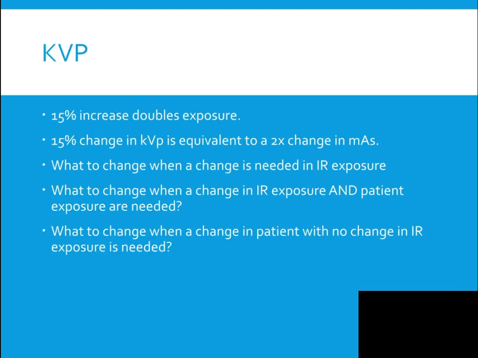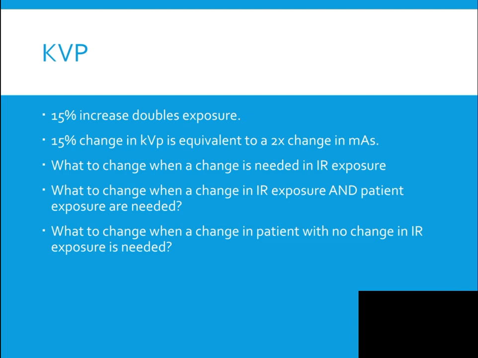So with kVp, we can affect differential absorption, and in that affecting of differential absorption, we can affect exposure. So with a 15% increase in kVp, we double the exposure to the image receptor. Now, it's important to note that you don't necessarily double the exposure to the patient with a 15% increase in kVp, but you do change the image receptor exposure.